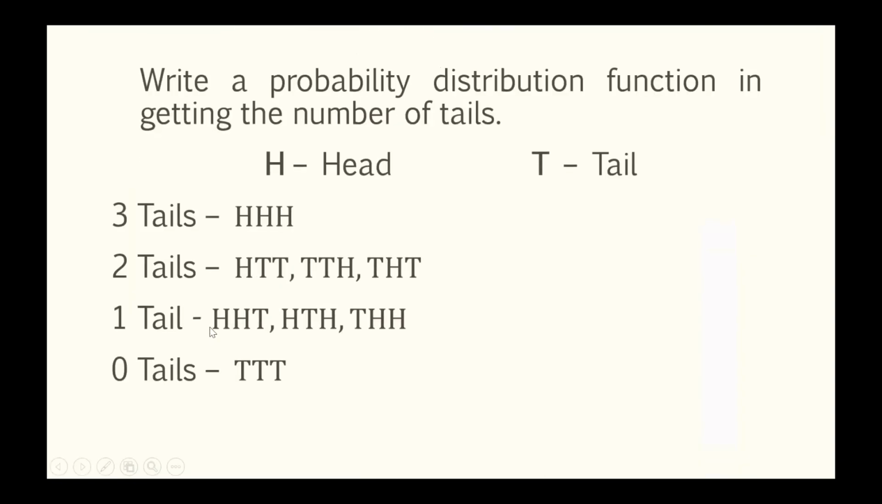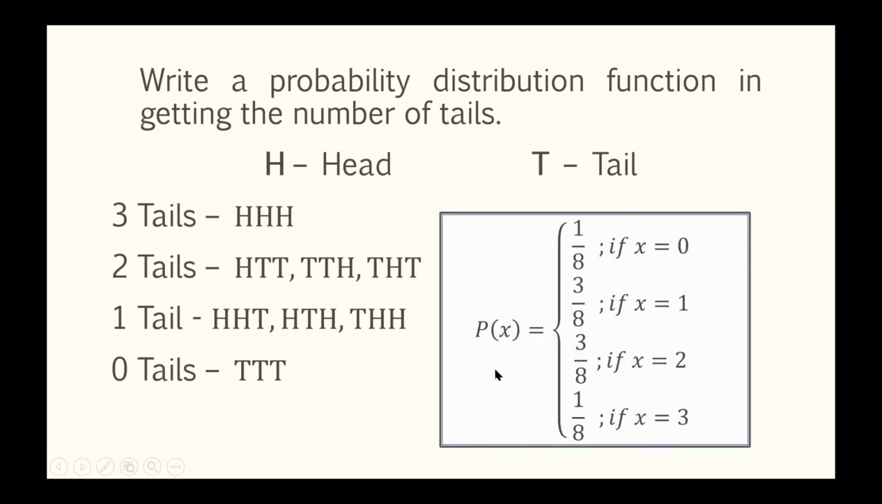In writing the probability distribution function in getting the number of tails, considering the possible values 0, 1, 2, 3, we can have P of x as our symbol for the function. For the first case, given that there is 0 tail, if x is 0, then the probability is 1 over 8. Why 1 over 8? 0 tail, so there is only one outcome out of 8 outcomes. So 1 over 8.